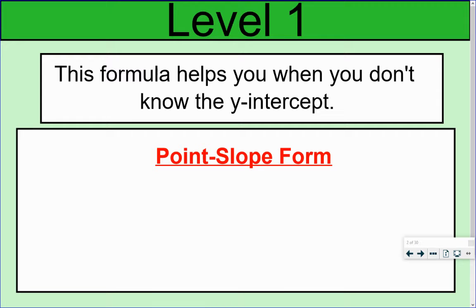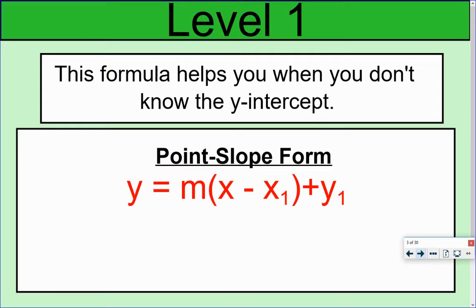In this video, we're going to be learning how to use the point slope formula. So I'm going to put this formula here. What I'd like you to do is write it down because you're going to be using it over and over and over. It looks a little confusing, but it's not too bad. So you can pause the video and write it down.